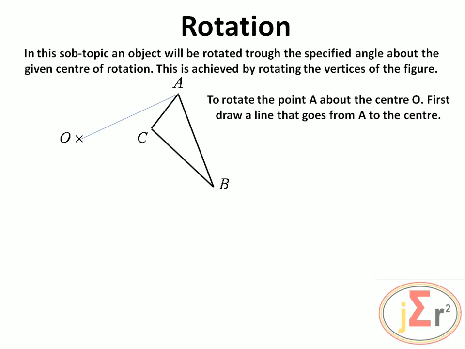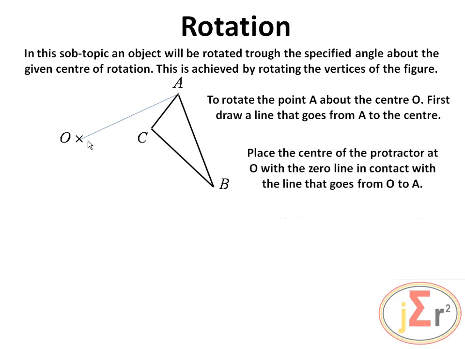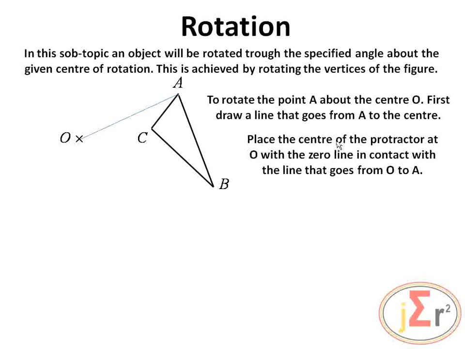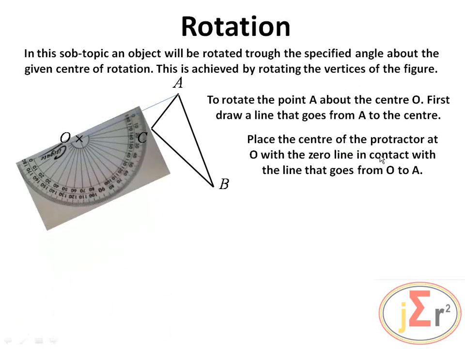And in order to do that, we need to connect the vertex to the center by using a straight line like that. We may do all of them to begin with, or we may just do the one for A, and then when we are transforming B, we draw another one for B. So place the center of the protractor at O with the zero line in contact with the line that goes from O to A. And of course, in this particular assignment, we are rotating that triangle by 90 degrees clockwise about that center, which is O.